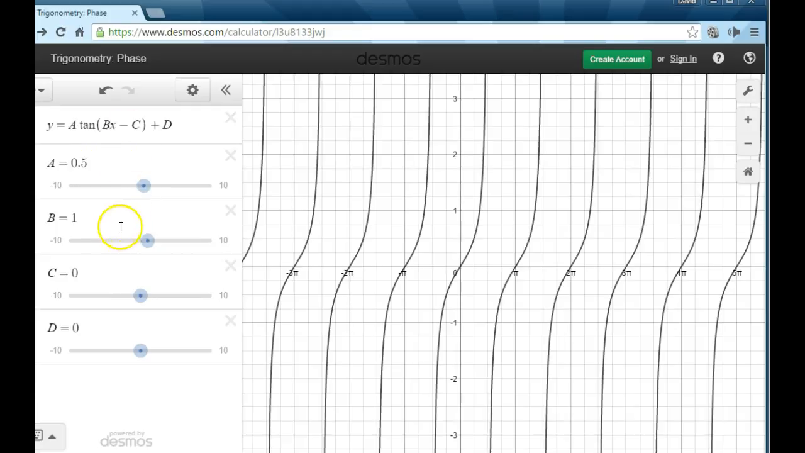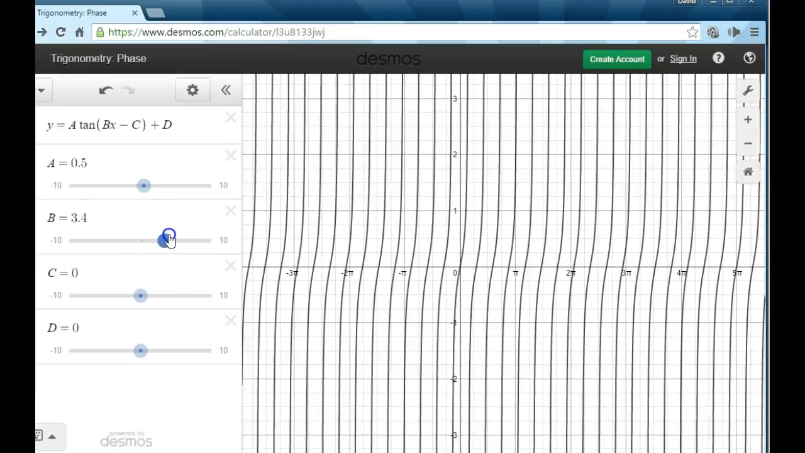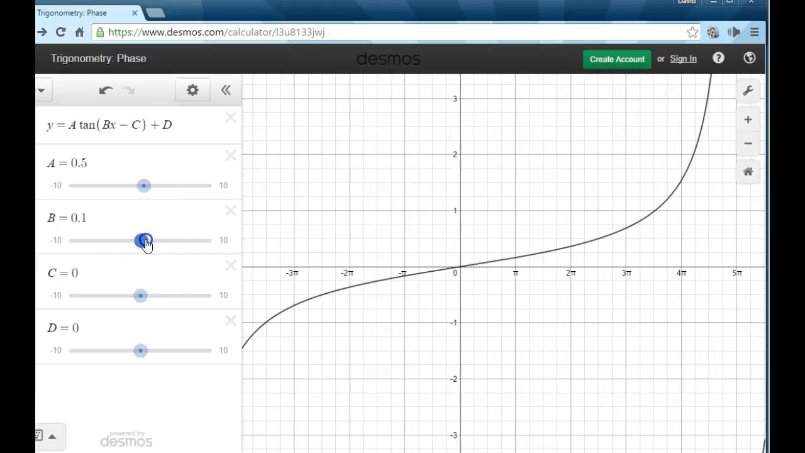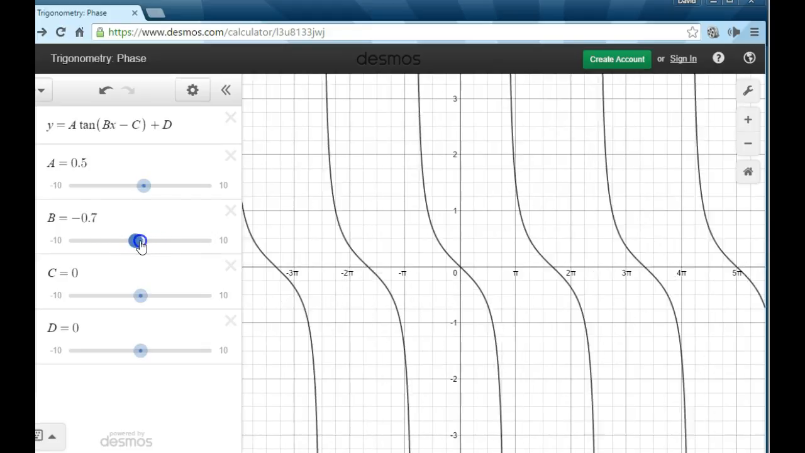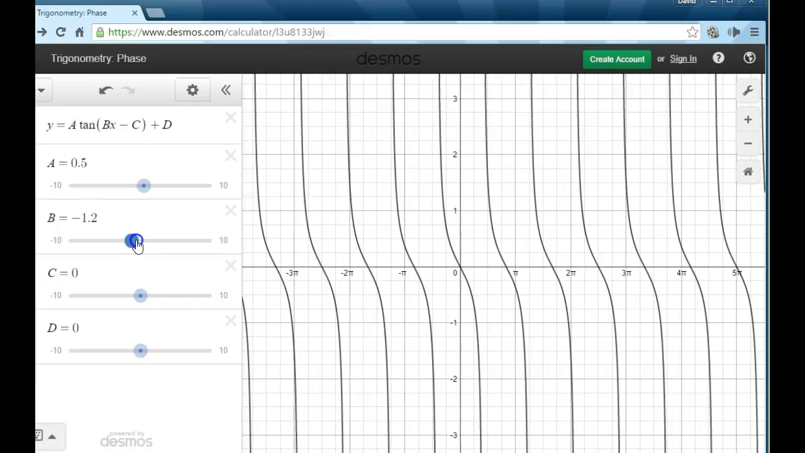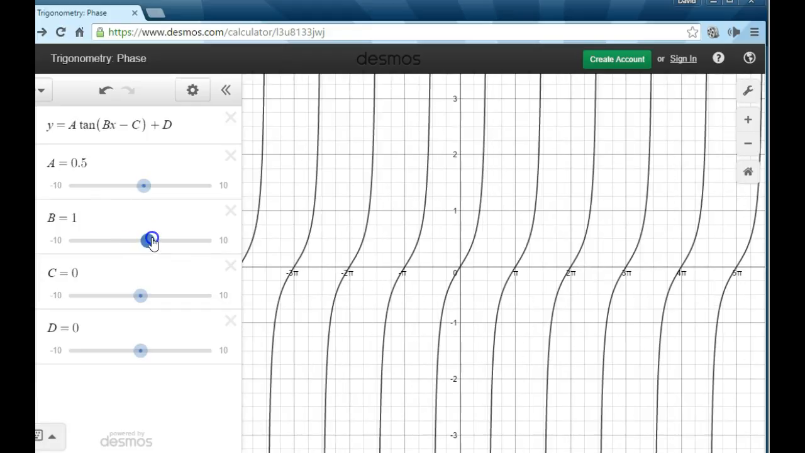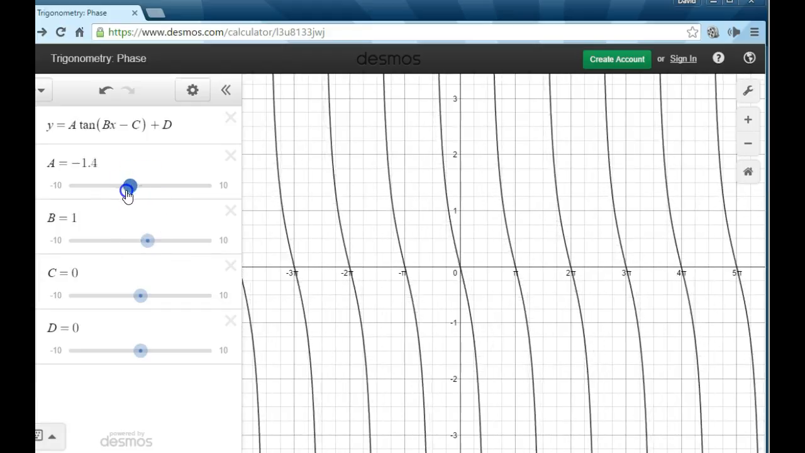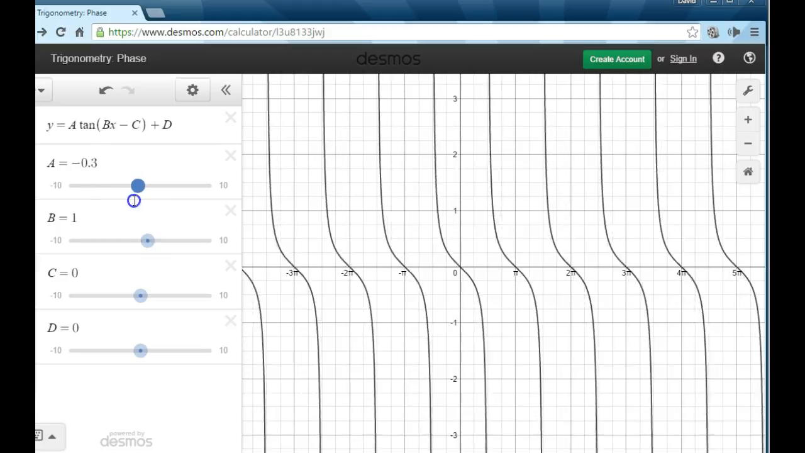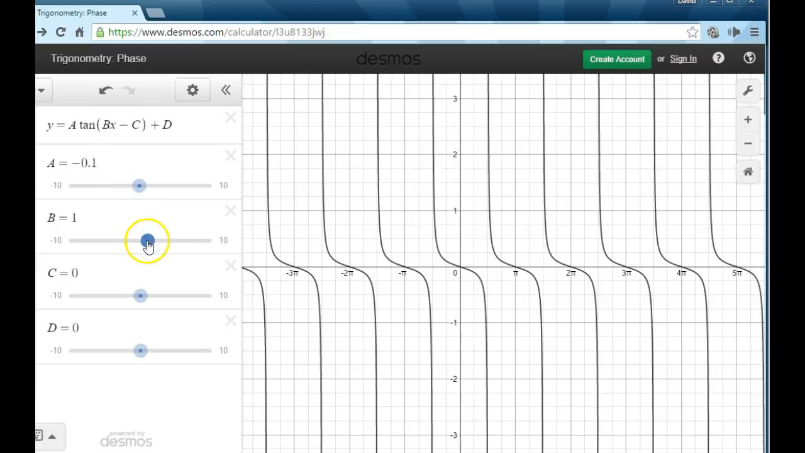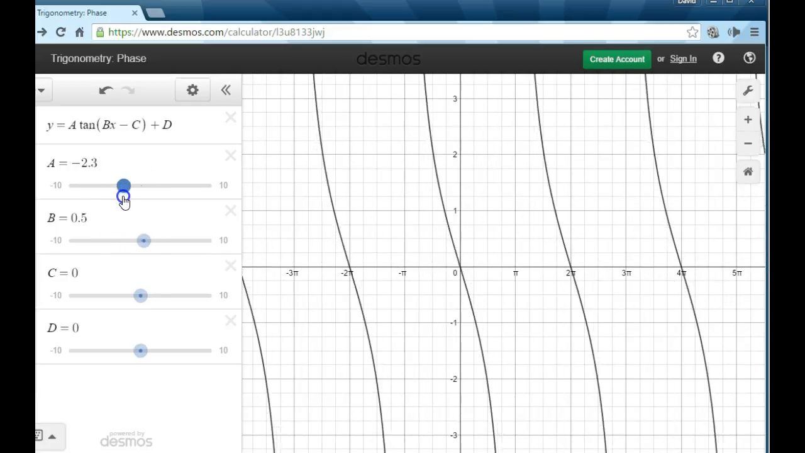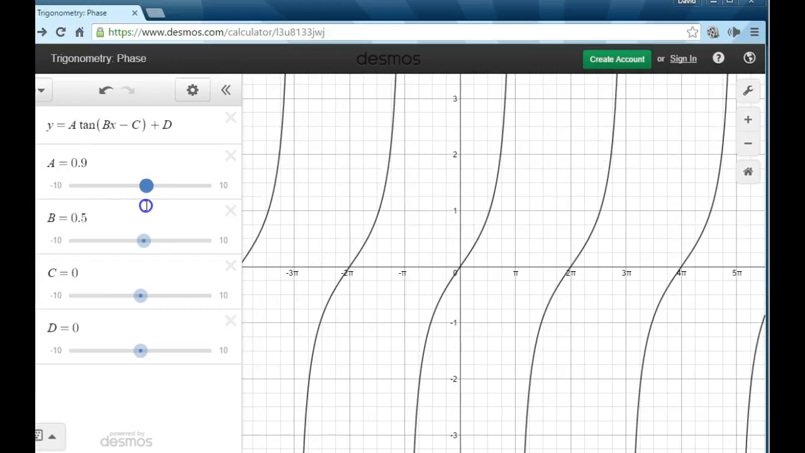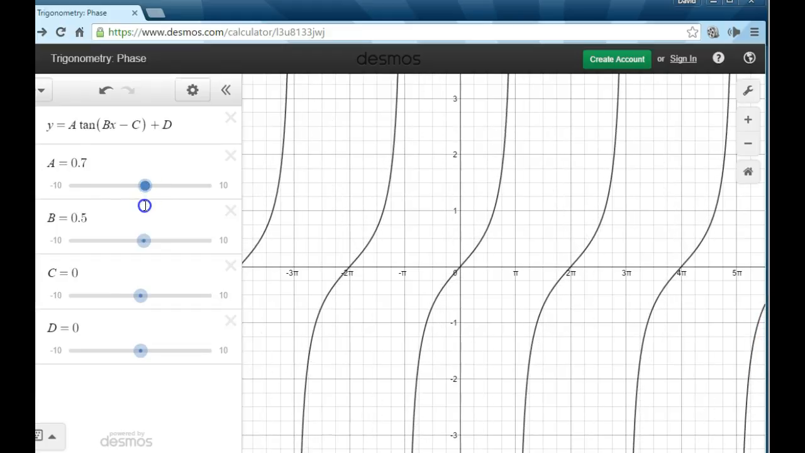Okay. B is going to do just like before. That's going to affect the period. So if we make it big, everything squeezes in. If we make it small, everything stretches out. If we go into the negative, it flips over the y-axis and looks like it's going downhill instead of uphill, left to right. Alright, the same with A. If we flip it into the negative, it flips over the x-axis, whereas B causes it to flip over the y-axis. Okay, can't tell because of the sign change, the odd function, the nature of the function.